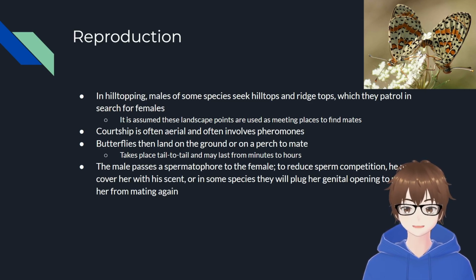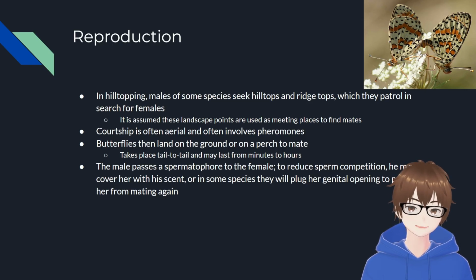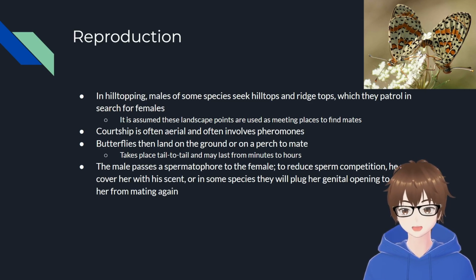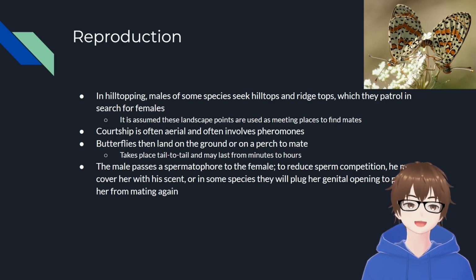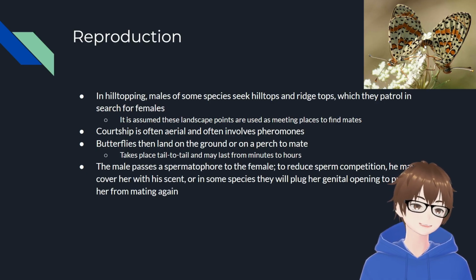Courtship is often aerial, involving pheromones, so they'll usually fly around courting each other, trying to find each other, and usually let off pheromones. Butterflies then will land on the ground or on a perch to mate, and it takes place tail to tail and may last for minutes to hours. And I do have a picture up above of them connected at the tail.